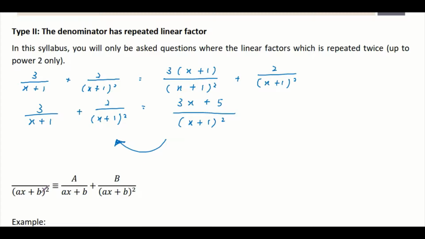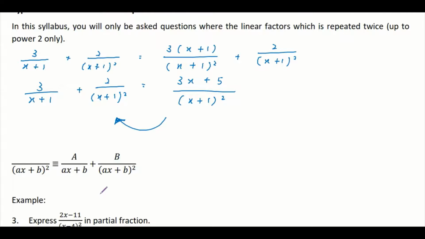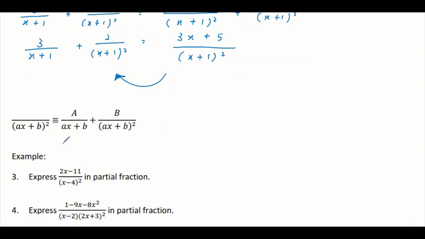So you just remember, if you have anything that is a repeating linear factor, which has an index of 2, it means you will need one partial fraction that is a over x plus 1. This is the power 1. Then after that, you need another one, which is power 2, because what you are trying to do is the reverse process here, which can be proved here. Okay, so this is the second formula that you can remember. The same thing, we are going to look at two examples as well.